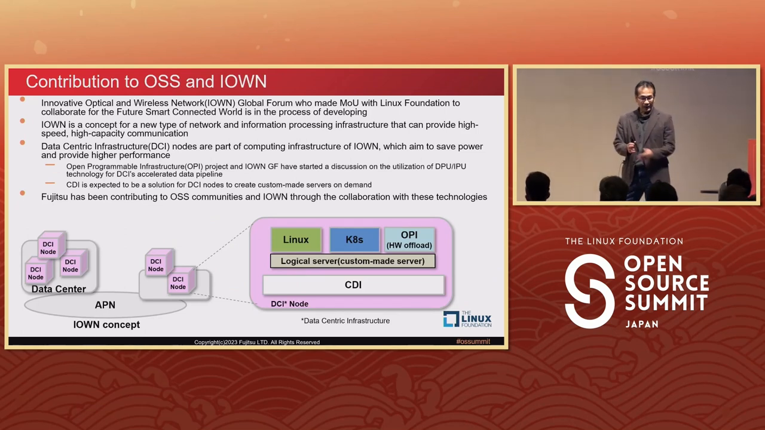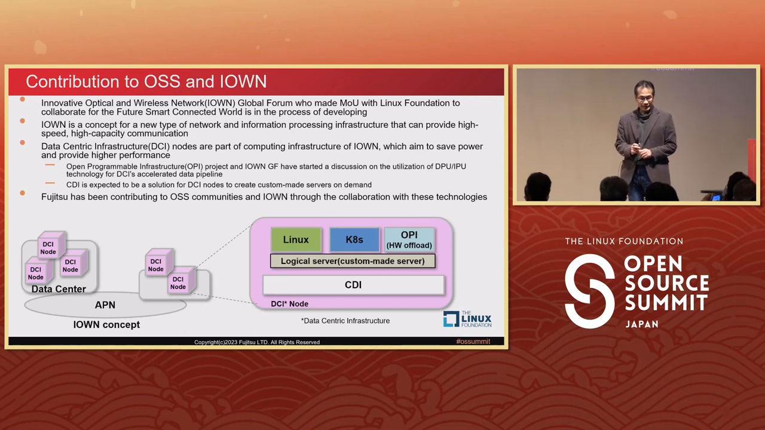As you know, the IOWN Global Forum made an MOU with the Linux Foundation for a further smart connected world. IOWN is a concept for a new type of network and information processing infrastructure, as described here. In the IOWN concept, data centers are connected through the All-Photonics Network, APN, and Data-centric Infrastructure, DCI, nodes are part of the computing infrastructure of IOWN.